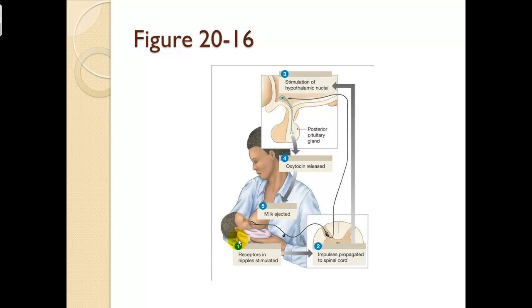So we start off at 1 here. Receptors in the nipples are stimulated by the infant suckling, which supplies sensation, impulses propagated to the spinal cord. Stimulation of the hypothalamic nuclei, posterior pituitary, and oxytocin is released. Now, this area here is what we were talking about during birth or right after birth. So what this would do is increase contractions in the uterine wall. This would also, if there was any leftover sections of the placenta still stuck to the uterine wall, assist that to be ejected or delivered as well. And then 5 on this is going to be the milk is ejected.